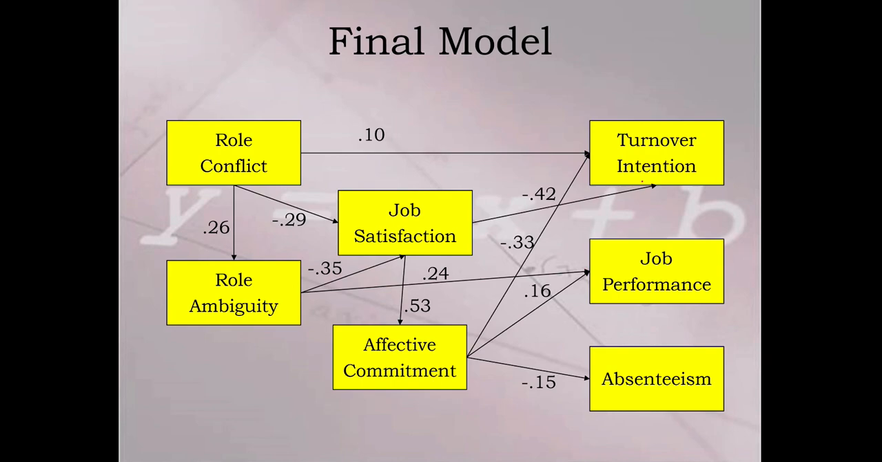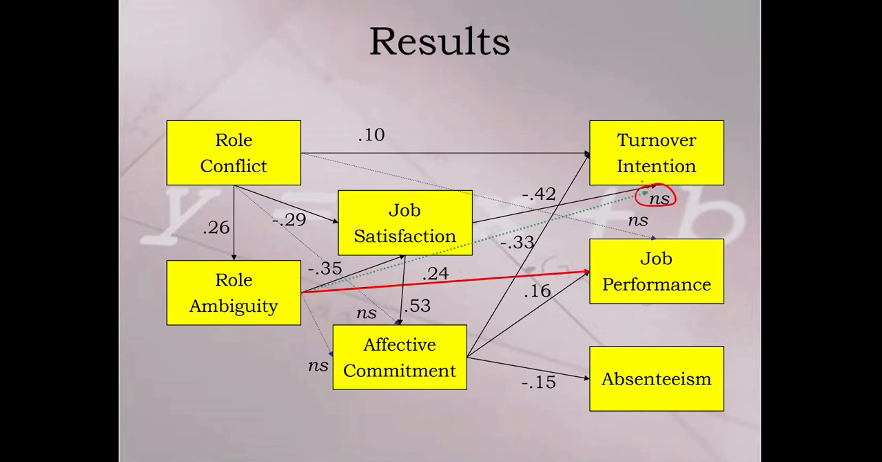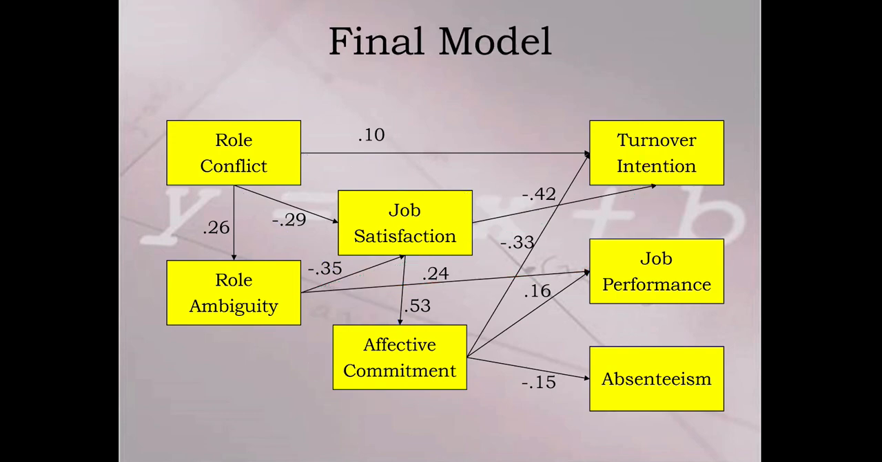And this is their final model when they trimmed. So this one, remember, this had a lot of not significance, not significance. So they trimmed those all off using the Wald test. They took away those non-significant ones, gained some degrees of freedom. And this was their final model for predicting turnover intentions, job performance, and absenteeism.